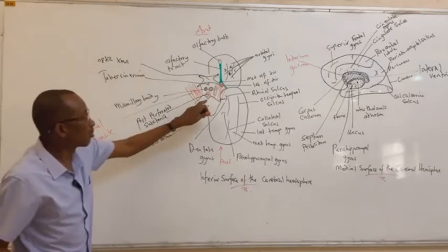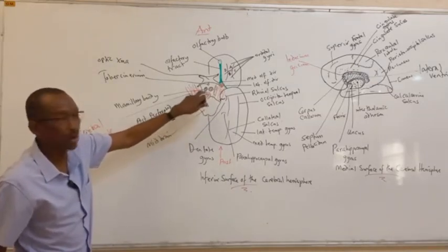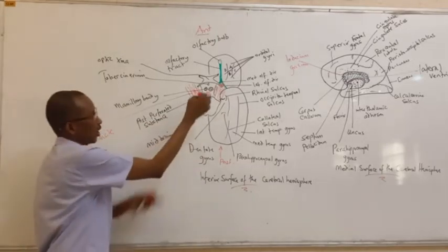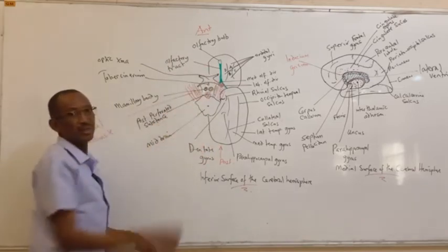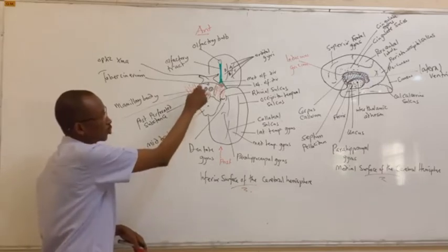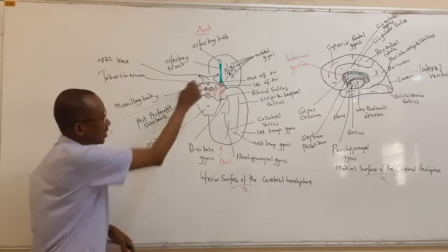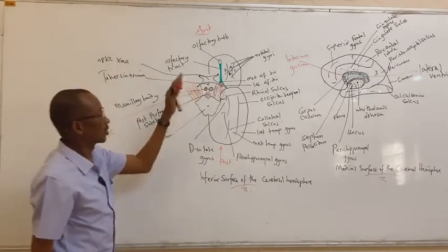Part of the boundary of the interpeduncular fossa is the anterior aspect of the midbrain, because this is the midbrain here, and so if you tilt it like this, this is the anterior part of the midbrain. So part of the posterior boundary of the interpeduncular fossa is the midbrain. So we have now seen the content of that fossa.